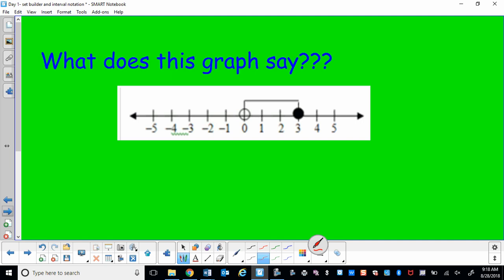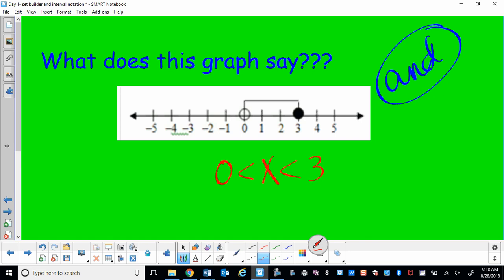All right, what does this graph say? "And" or "or"? It's an "and." It's sandwiched in between. All right? My "and" graphs, I always start out like this. x is going to be greater. Well, you can put the signs the same way. That's okay. What goes on the left side? What's my smallest number? 0. What's my highest number on the graph? 3. Now let's get my signs.